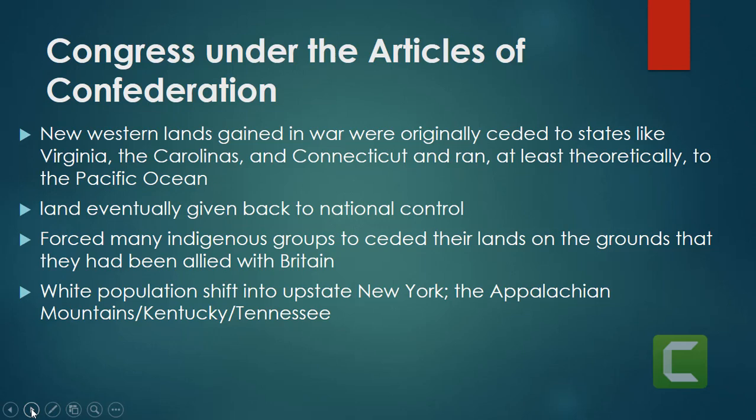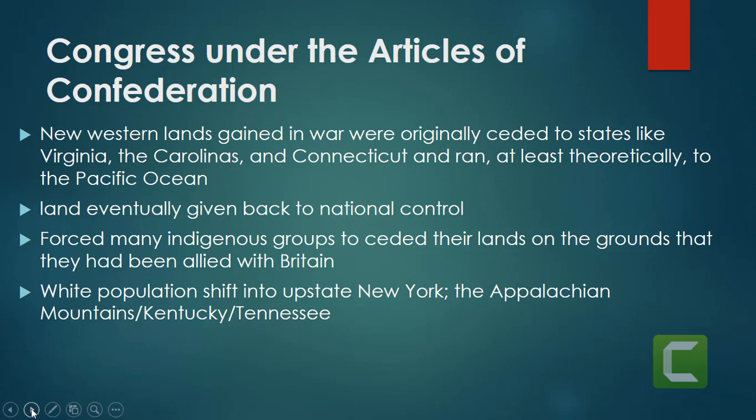Understandably, of course, some other states were upset that it was unfair that suddenly Connecticut was so big and the Carolinas were so big. So instead, that new land was transferred back to the national government. So it is the national government who now has control over all of that new territory from the Ohio Valley on south.